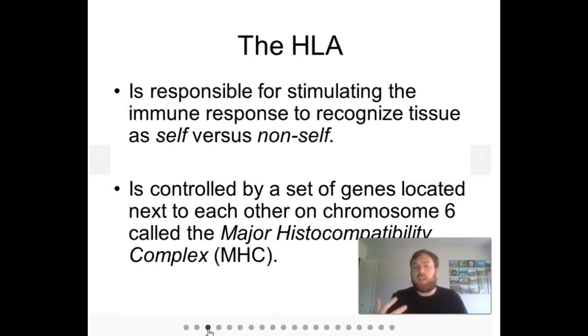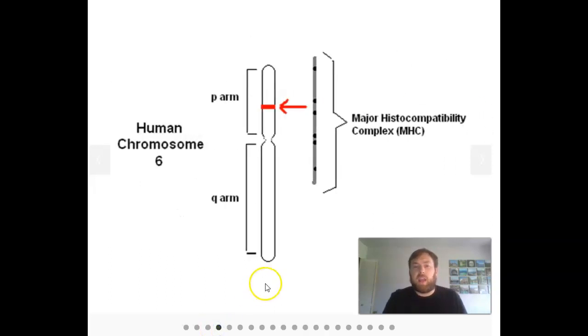It's also going to be a specific thing that's controlled by a set of genes located next to each other on chromosome 6. This set of genes is called a major histocompatibility complex, and it's sitting on chromosome 6 right here on the P arm. And of course, we know that the chromosomes have two copies when they're made, so we have really two P arms right here.